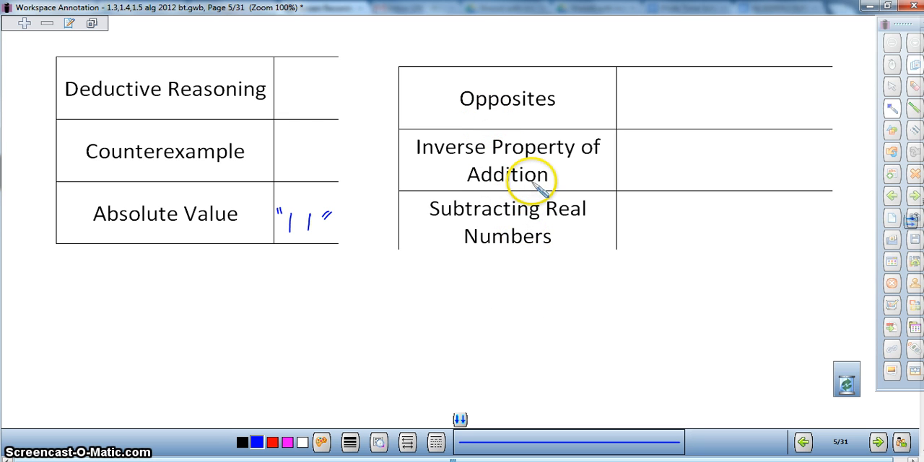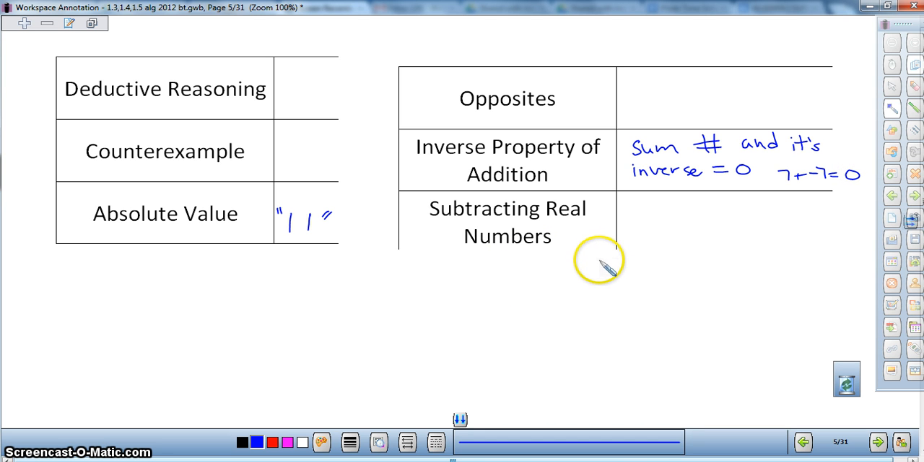Inverse property of addition. When we talk about the inverse property of addition, what we mean is that the sum of a number and its inverse always has to be equal to 0. So if we think about that, that's when you add 7 and negative 7. 7 plus negative 7 equals 0. A number and its opposite is always going to equal 0.